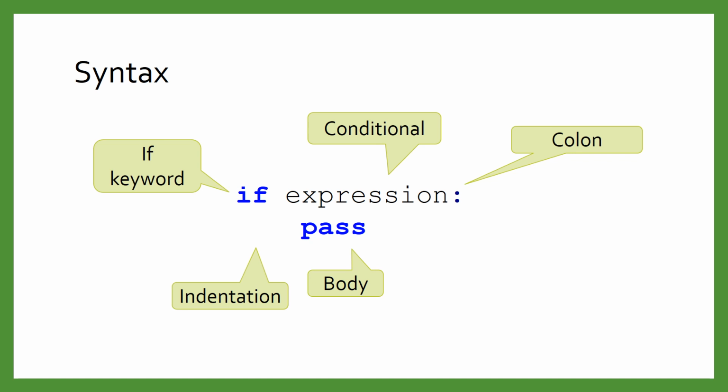There are four parts to an if statement. First, you have the keyword if. Then you have the conditional. The conditional is followed by a colon. Finally, you have the body of the if statement indented with 4 spaces.